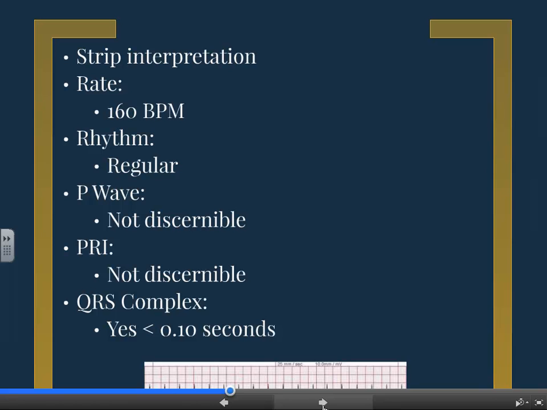I would call it sinus tach, but you're not describing sinus tach right there. For the purpose of this, we're going to call this SVT.